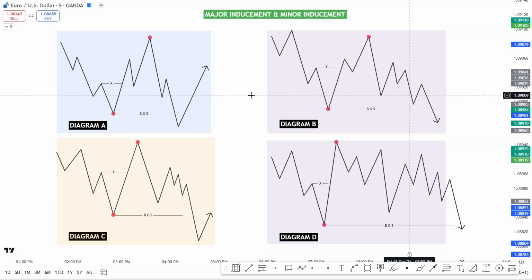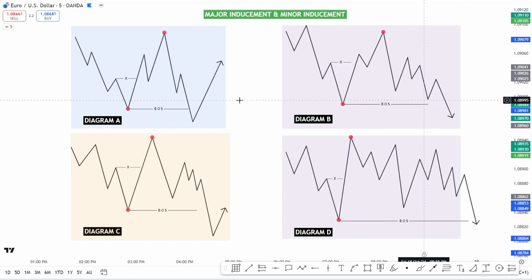Are you aware that there are two types of inducement? We have the major inducement and the minor inducement. This is Kome. Today, I want to share with you how you can actually trade and improve your trading using the major and minor inducement.